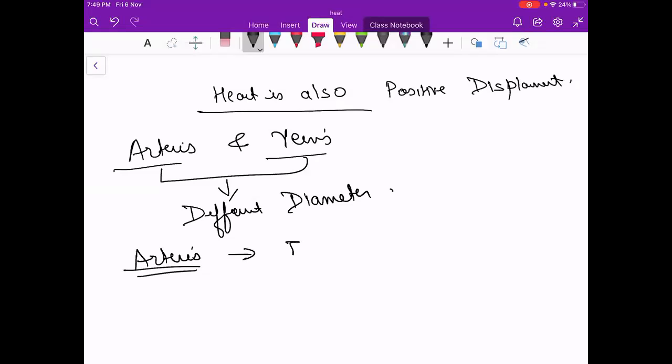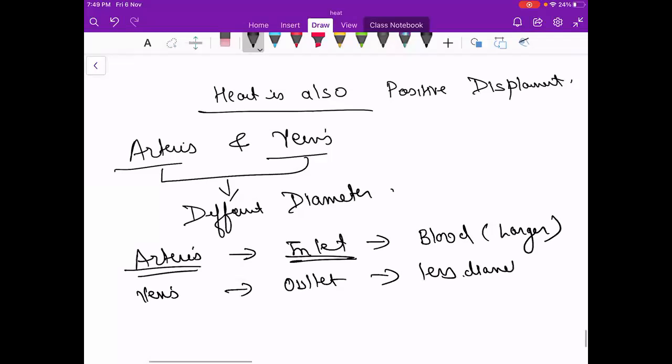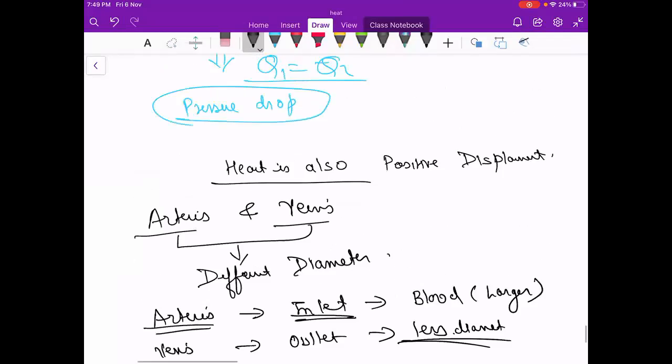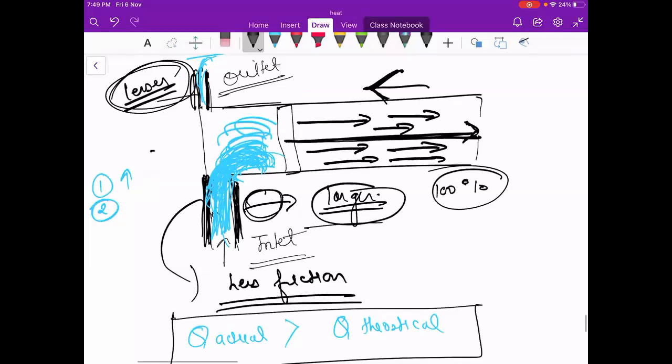So they are inlet. They give blood to the heart. They provide blood. And veins are outlet, so their diameter is less. Arteries have a larger diameter, veins have a lesser diameter. See, they are working as a pump here. I have just told: outlet lesser diameter, inlet greater diameter.